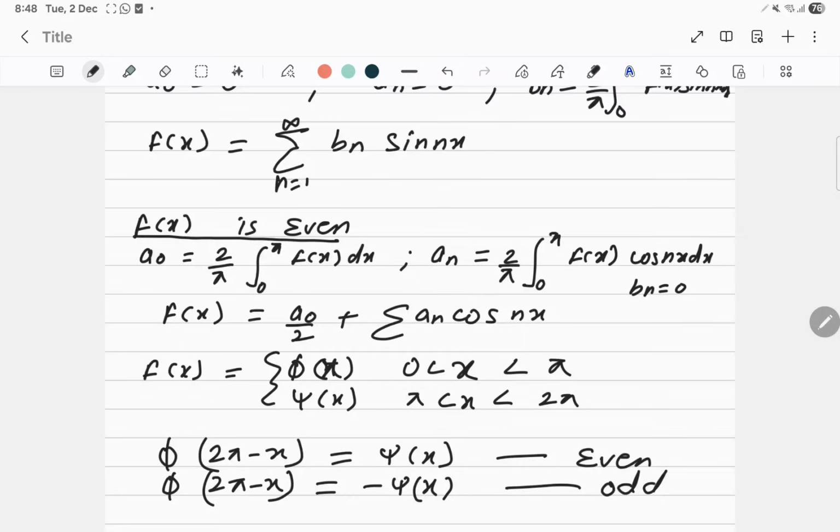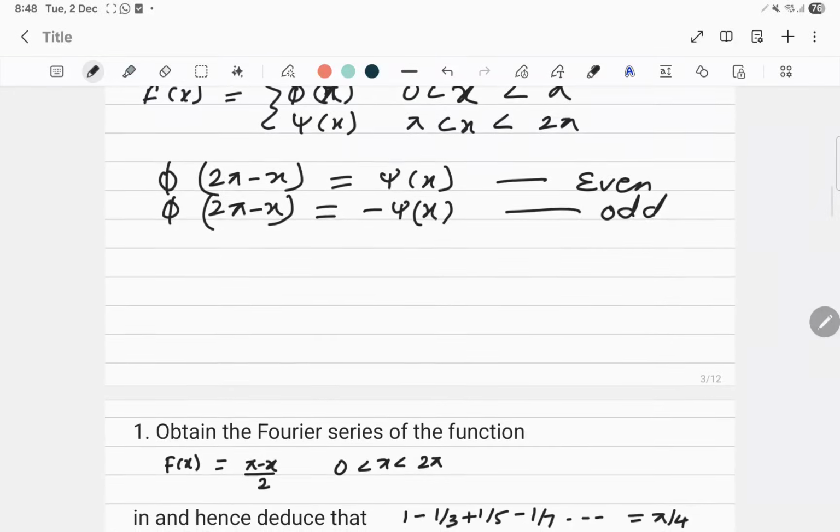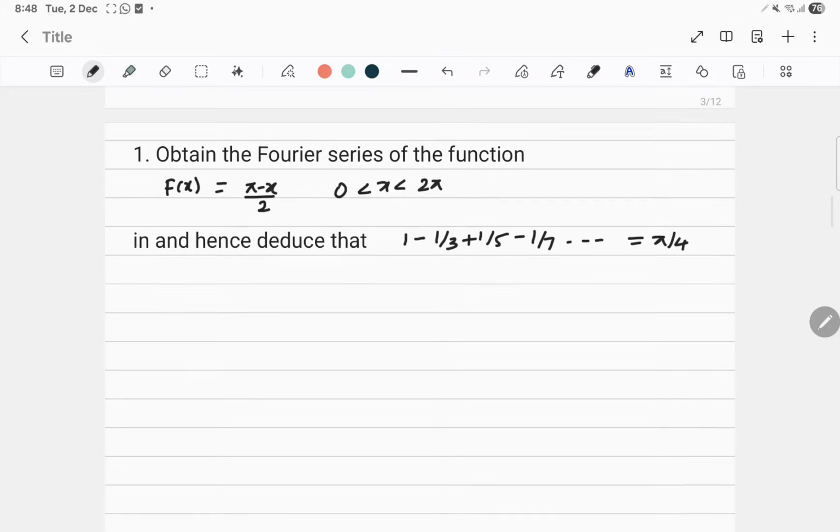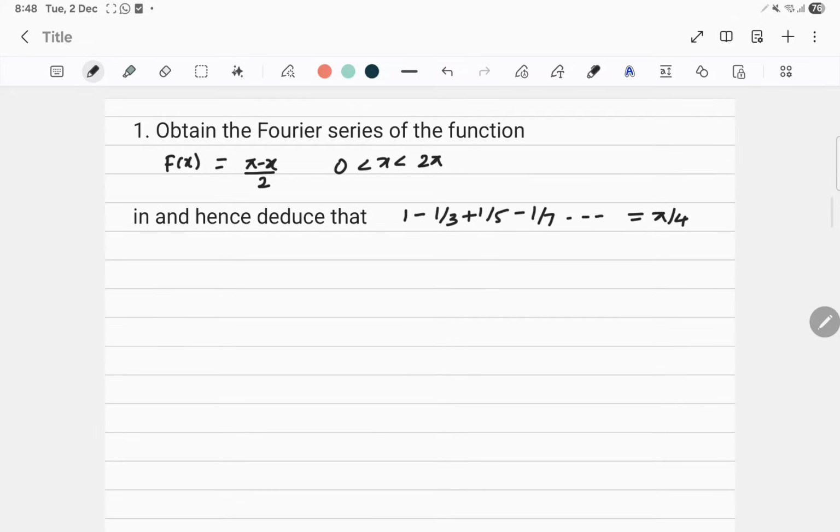So now let's move to the questions. I hope you understood the basic formulas. So now let us start with the function questions. Okay, look at the first question now. Obtain the Fourier series of the function f(x) is equal to (pi minus x) upon 2 from 0 to 2 pi. Now the very first step in every question is you need to check whether it is even or odd.